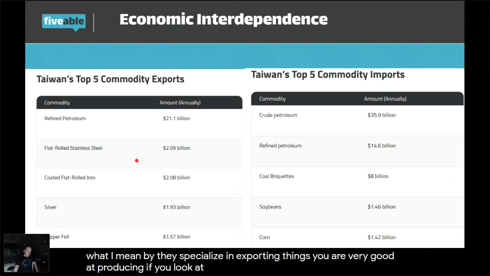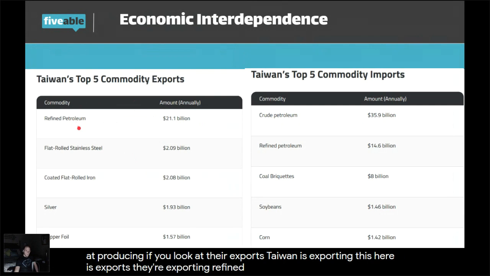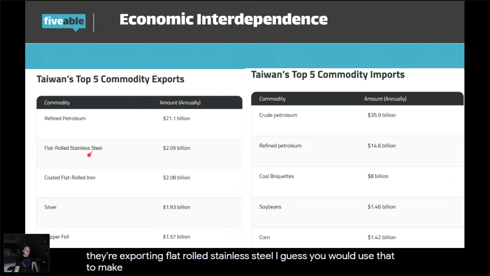If you look at their exports, Taiwan is exporting, and this here is exports, refined petroleum, so like processed oil. They're exporting flat rolled stainless steel. I guess you would use that to make buildings and things like that, I'm not really sure. Copper, silver. These are things they're exporting, things they're good at producing.